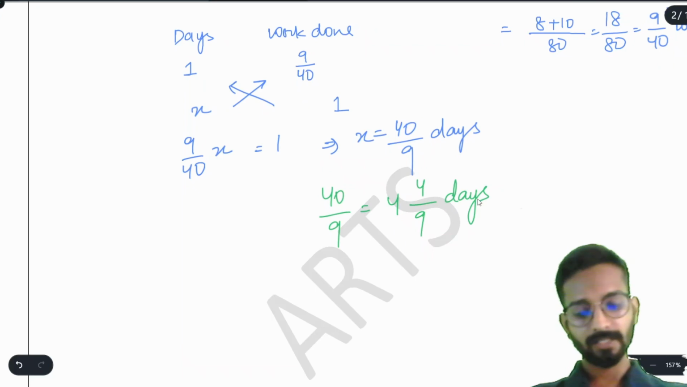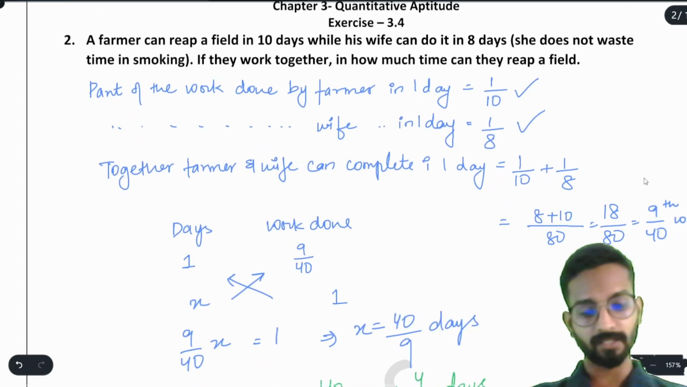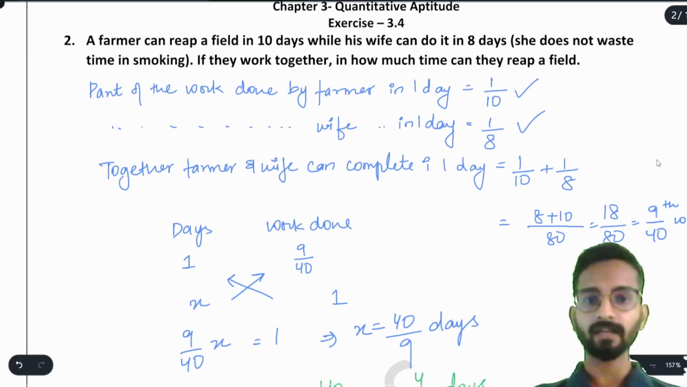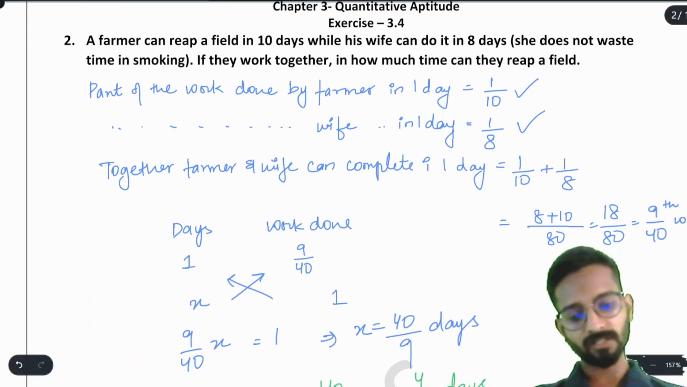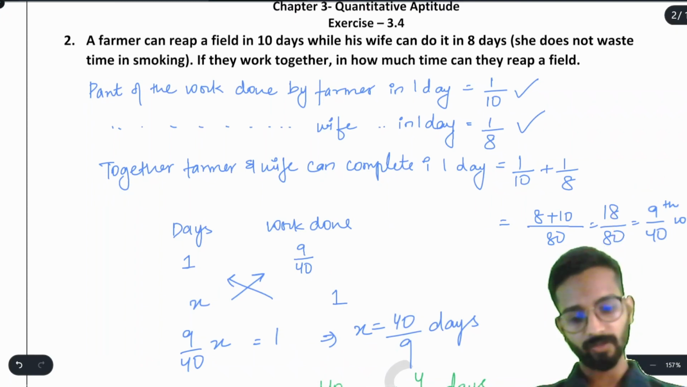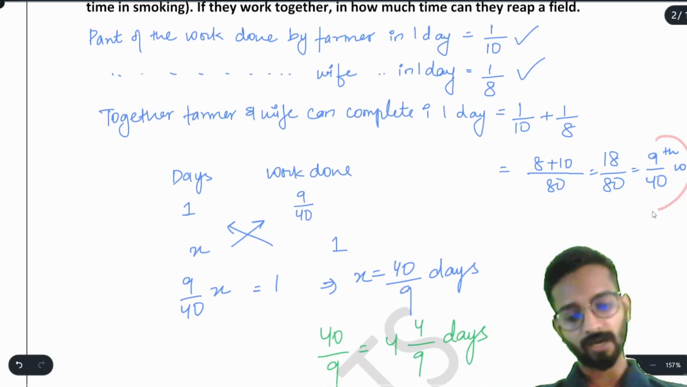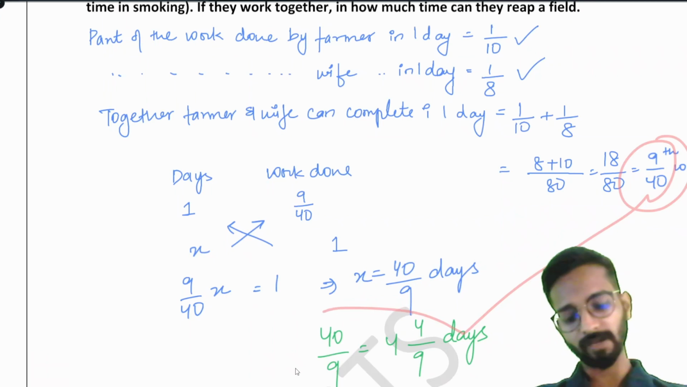So you can say these many days will be taken by the farmer and wife if they are working together to reap the entire field. Simple enough. You just have to do the reciprocal of this one day work, then nothing else. Simple enough. Now moving further to the next question. I just told you the explanation of how this 9 by 40 becomes 40 by 9 here.